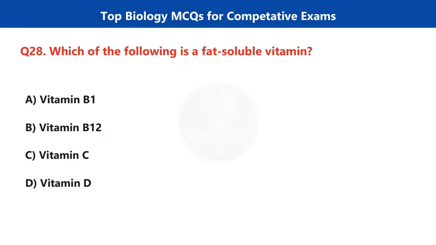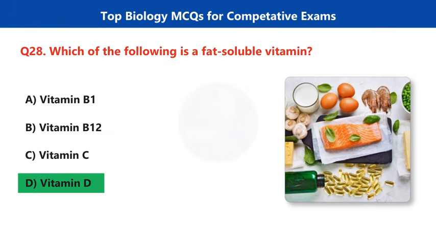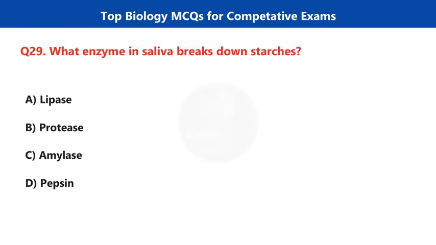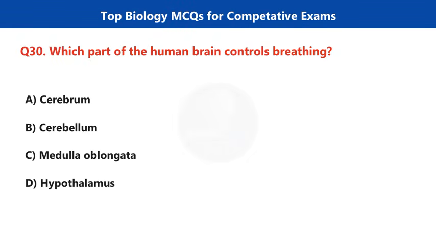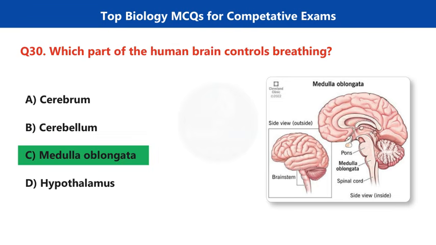Which of the following is a fat-soluble vitamin? Correct answer, vitamin D. What enzyme in saliva breaks down starches? Correct answer, amylase. Which part of the human brain controls breathing? Correct answer, medulla oblongata.